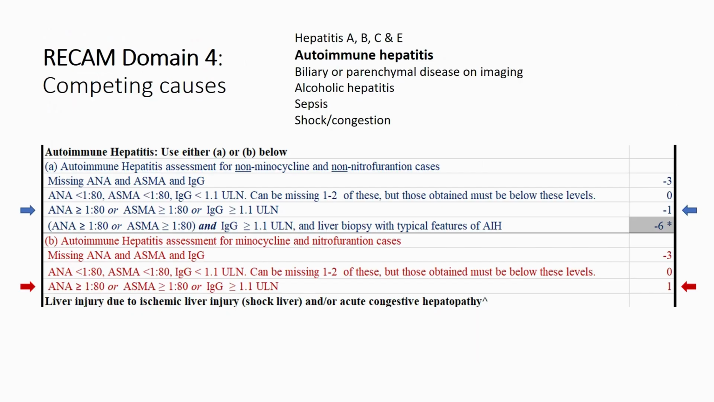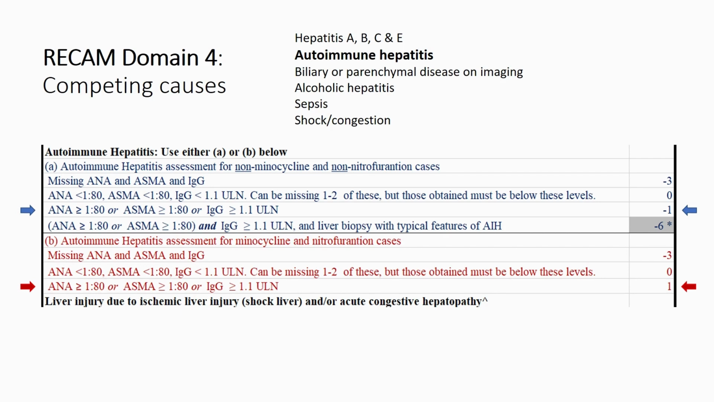Domain 4 was the most difficult to do, obviously. It's complicated, ruling out competing causes. And I'm just going to show you the autoimmune hepatitis one because it gives you a sense of what the computer is doing behind the screen. So for example, if you enter a drug, minocycline or nitrofurantoin, you will only see the menu highlighted in red right now. You will not see this menu on top. This is the one you'll see. And if you have positive markers for any of these, you will get a point. Why? Because those are often positive in DILI due to these two drugs.